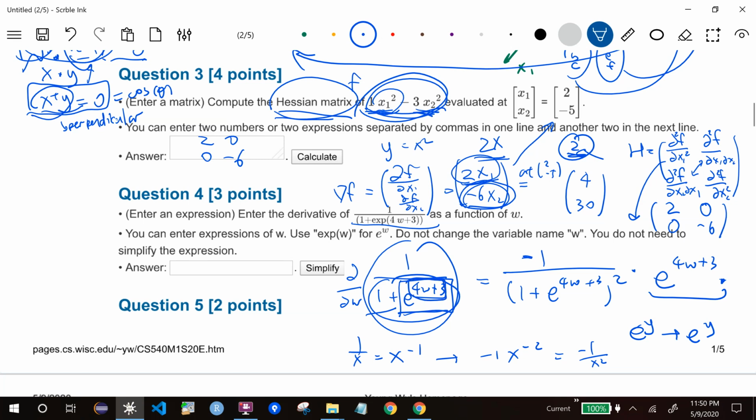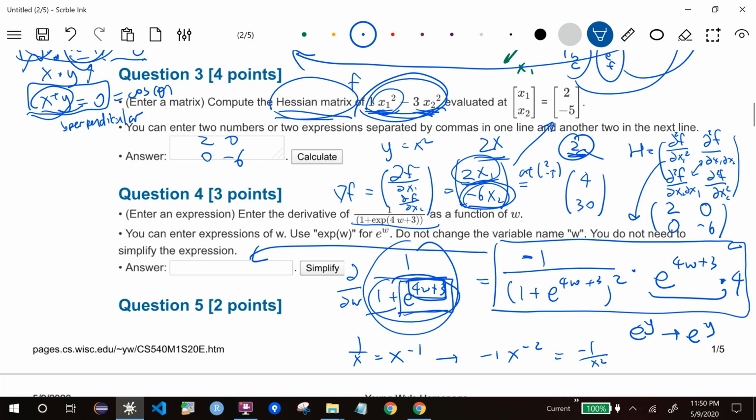And the derivative of 4w times 3 is just 4. So at the end, we multiply the three terms together, and you get the derivative here. So again, the chain rule just says derivative of the outer function multiplied by the derivative of the inner function. And this is a huge function. This is now the outer function, the derivative of the outer function times the derivative of the inner function. So that's basically chain rule.